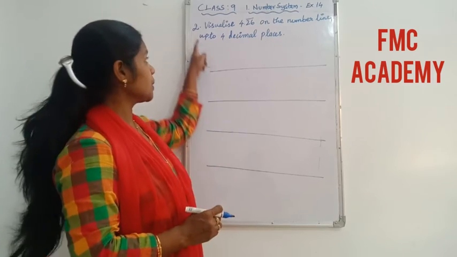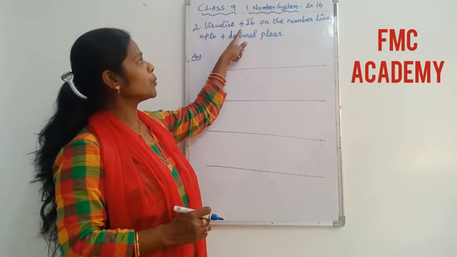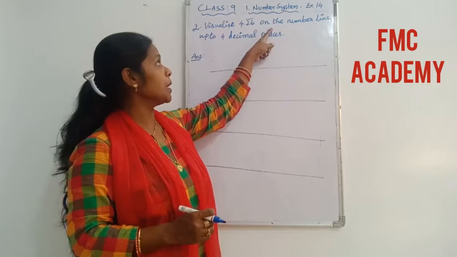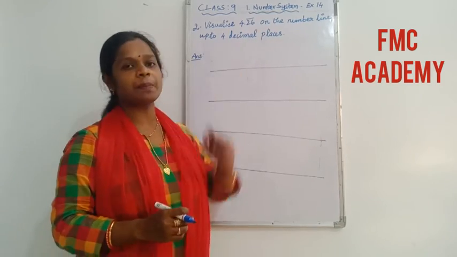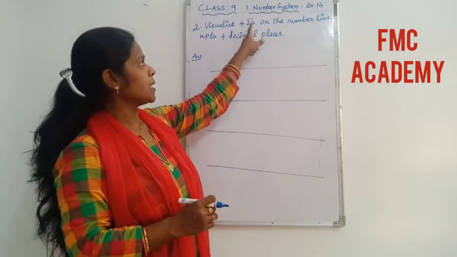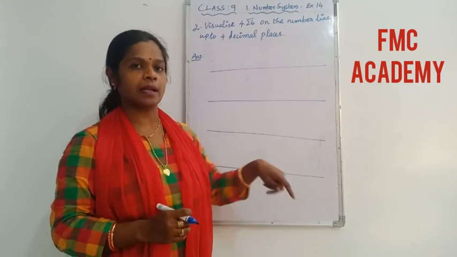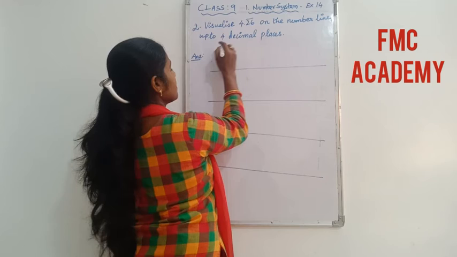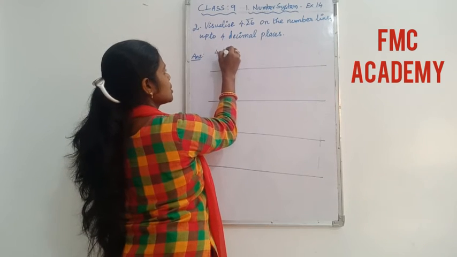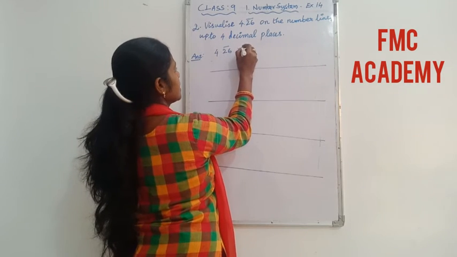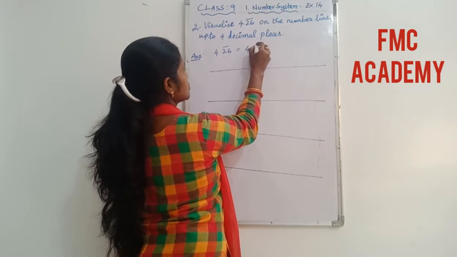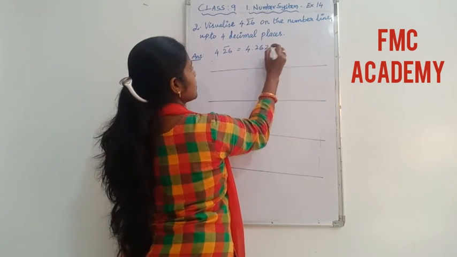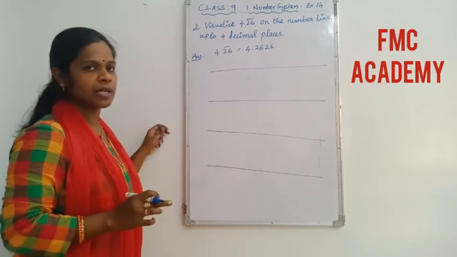Yes children, question number 2 now. Visualize 4.26 bar on the number line up to 4 decimal places. So 26 bar means the 26 is repeated again and again. So how will you write? And they are asking 4 decimal places. It means this number can be written like this. 4.26 bar can be written as 4.2626. We want up to 4 decimal places. So we have written it like this, right?